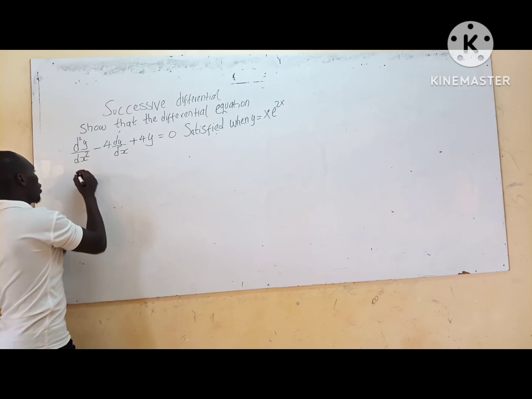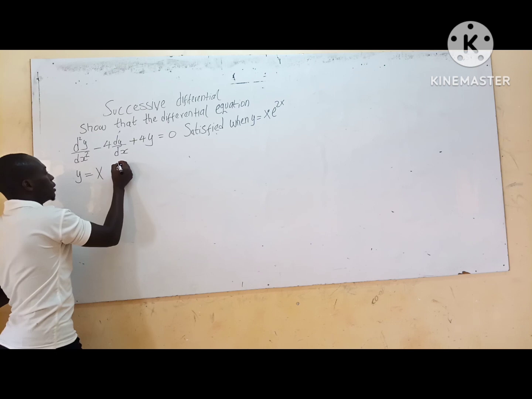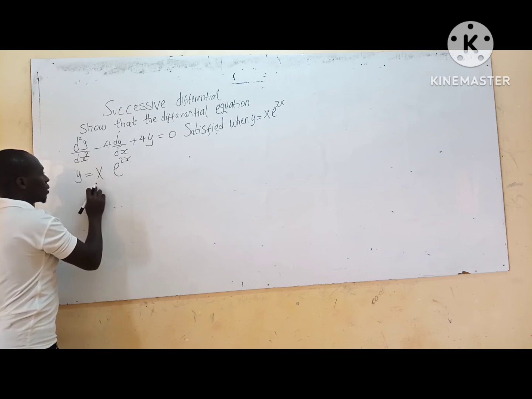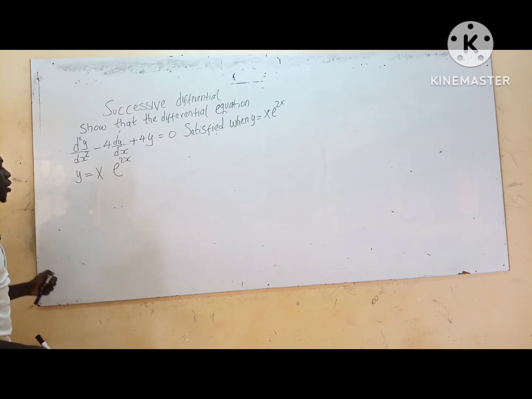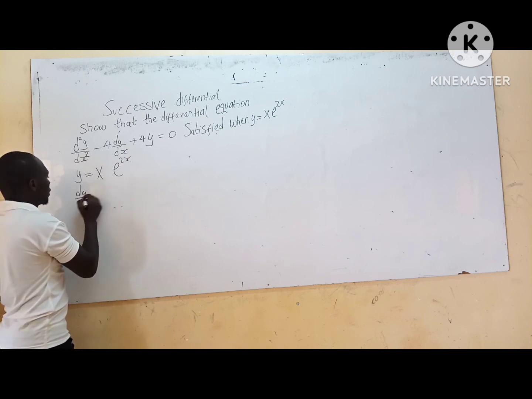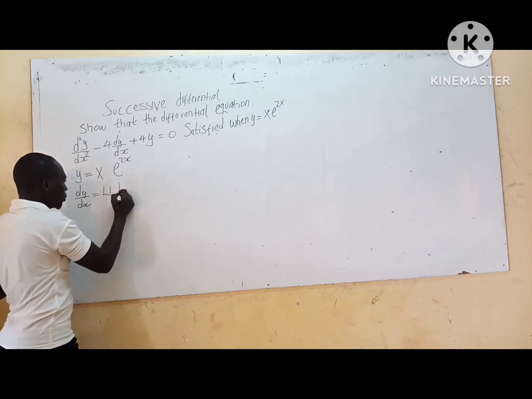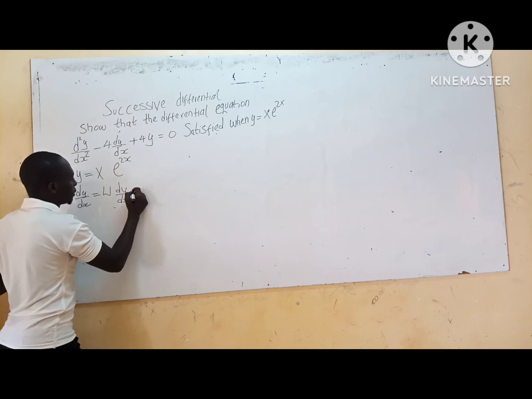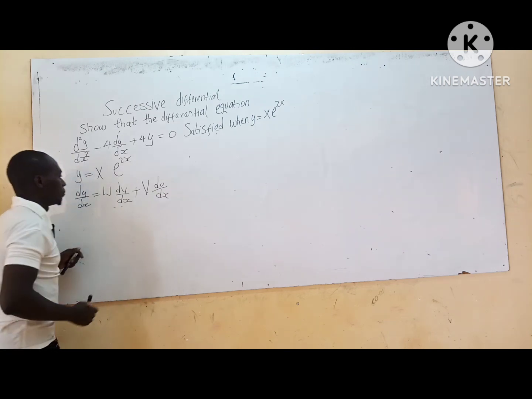is equal to 0. So we have y equals x exponential 2x. When we want to differentiate x and exponential 2x, this is just an application of the product rule. And by the product rule, we understand that dy with respect to dx will be equal to u dv with respect to dx, we add to v du with respect to dx.